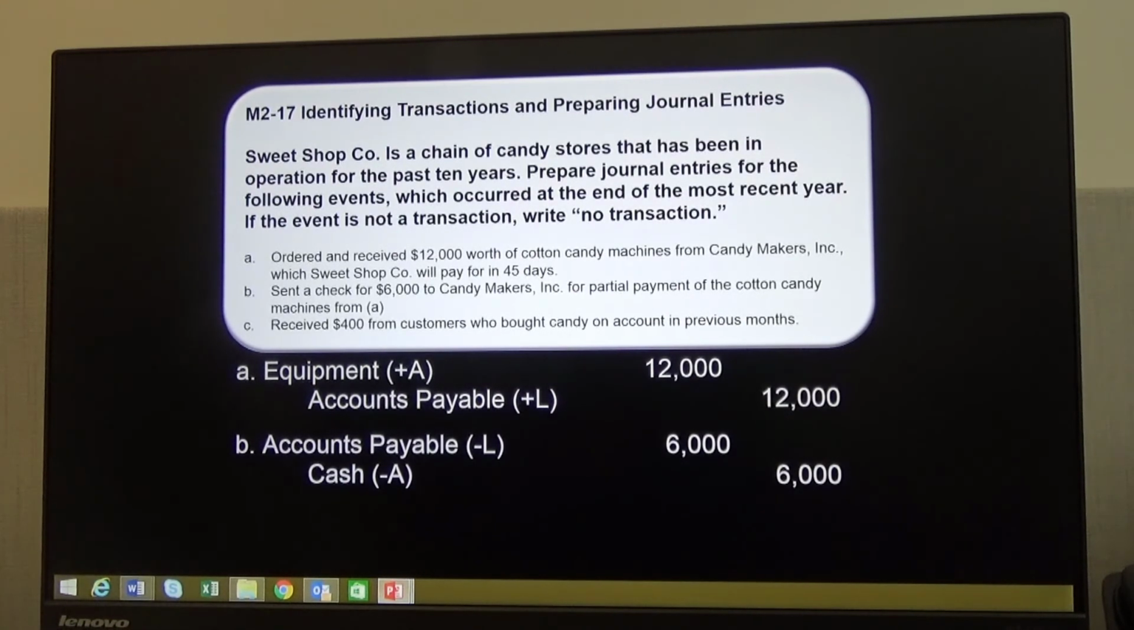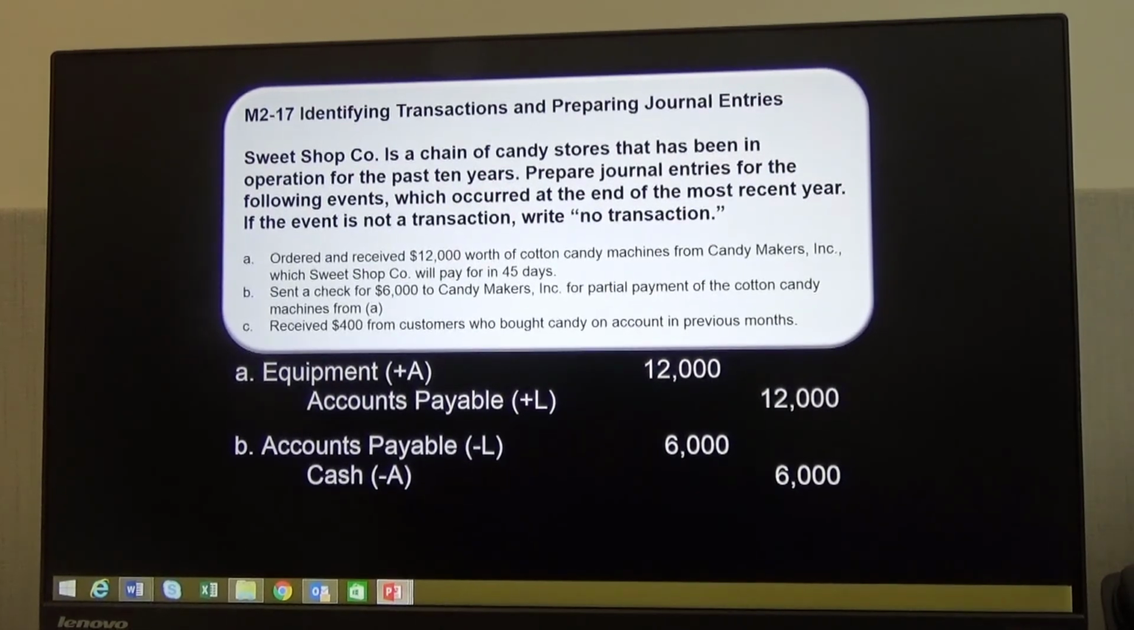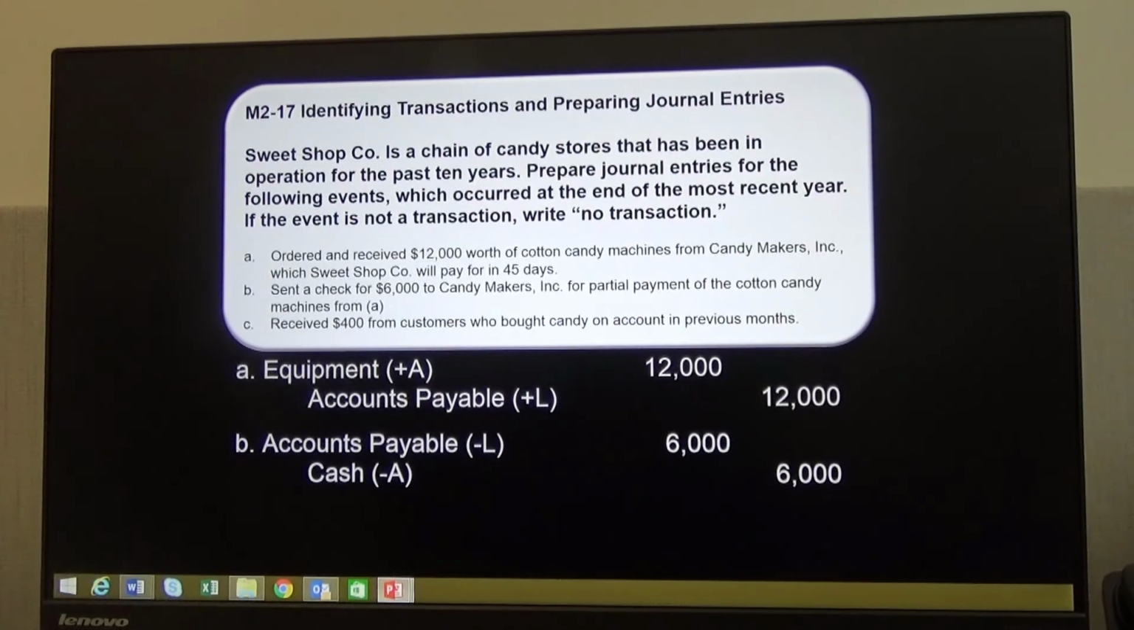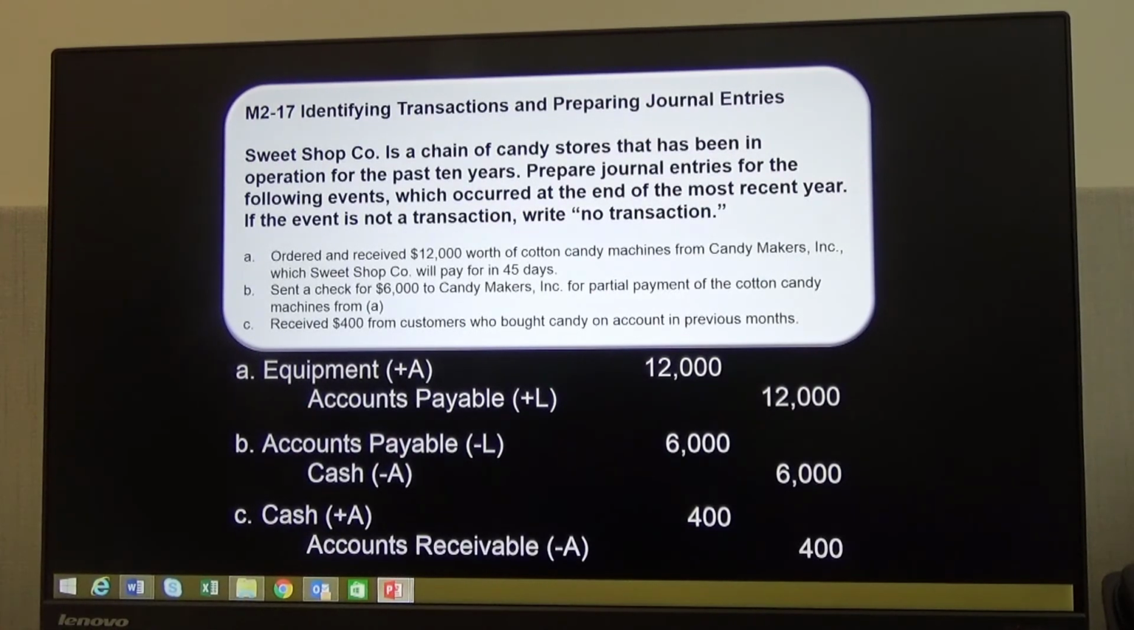crediting cash. And then letter C, we received $400 from customers who bought candy on account in previous months. And so we hadn't recorded those entries in this example, but somebody already would have recorded the sales that they made to those customers and the increase in accounts receivable that they would have recorded at the time. So now we're simply receiving the cash, so we're going to increase cash, and we're going to decrease the accounts receivable. That's what would have been increased in prior months.